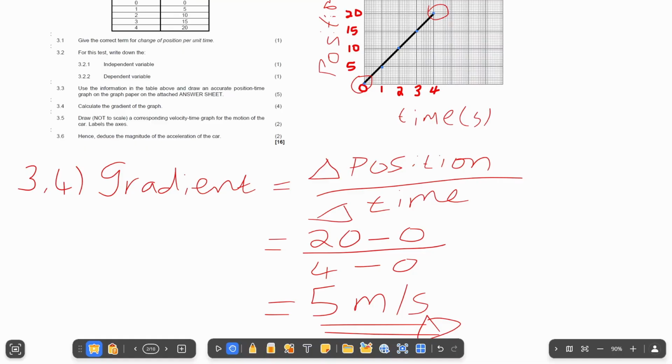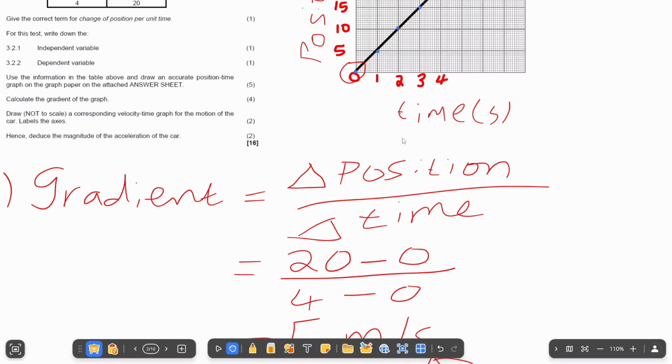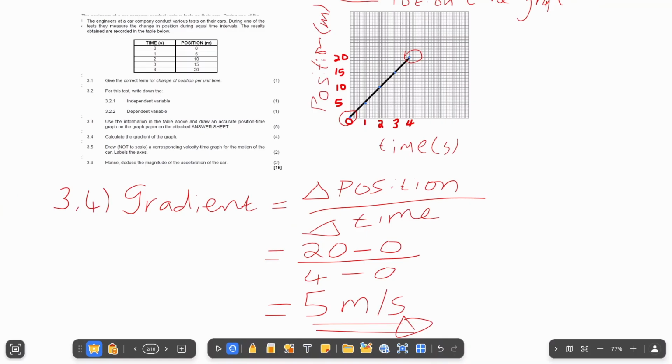Now, draw, not to scale, a corresponding velocity time graph for the motion. You see, the gradient or the slope here is a straight line. So it means it is constant. It's not changing. See, the steepness of the line is not changing. That is the gradient. It's always constant, and that will be 5 as we have calculated.